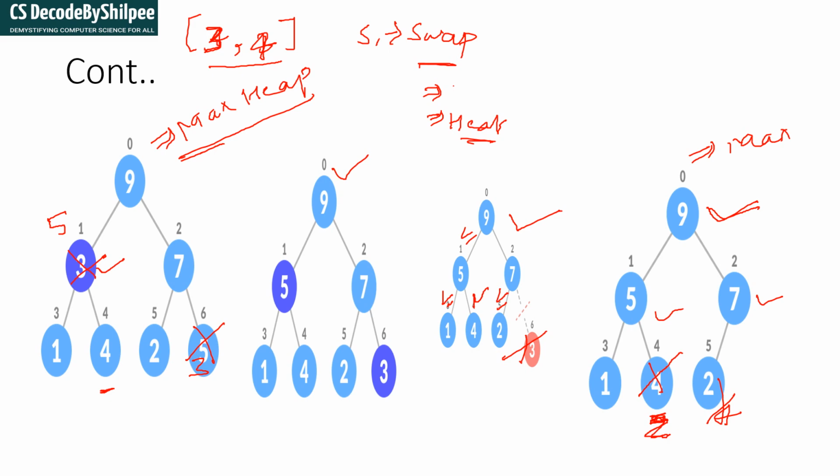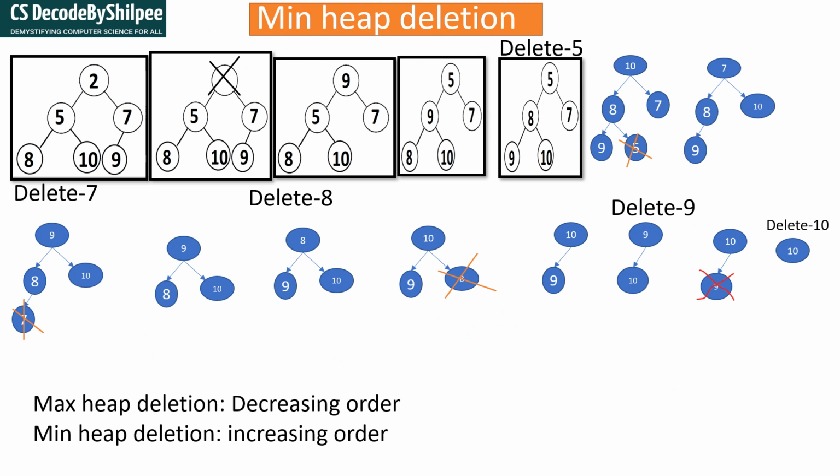Right. Now I'm going to explain on the min heap. Same thing I have already explained. Previously I was deleting the maximum element every time. Now I am going to delete the minimum element every time. So here this is my graph. This is my min heap. Here I am performing the deletion operation on the min heap.